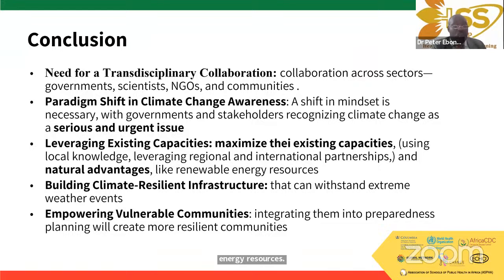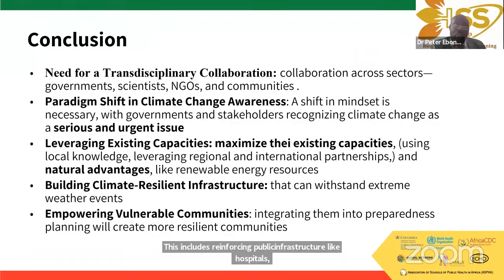The next point is building climate resilient infrastructure that can withstand extreme weather events. This includes reinforcing public infrastructure like hospitals, schools, roads, and so on, and ensuring that they all remain functional during and after such a disaster. And then the last point, but not the least, is to empower the vulnerable communities.